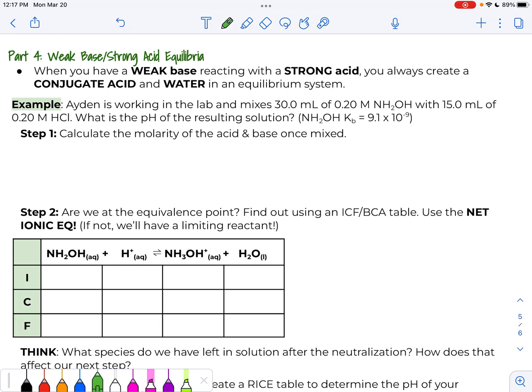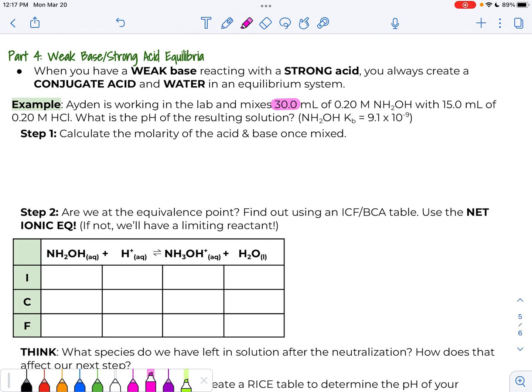The last one that we're going to deal with is part 4. This is weak base and strong acid equilibria. If you have a weak base and a strong acid, what are you going to make? You're going to make a conjugate acid and water in an equilibrium system.